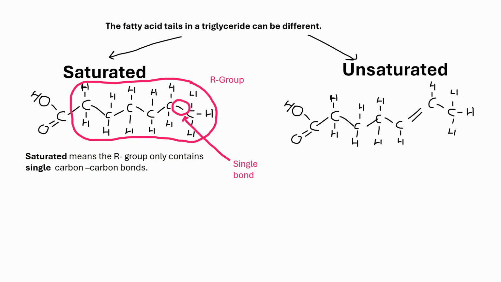And then we have an unsaturated fatty acid. You can see here that the R group contains a double bond. And unsaturated fatty acids have to have at least one double bond. We call them monounsaturated fatty acids, but they could have more: 2, 3, 4, 5, however many you want. And then there'd be polyunsaturated fatty acids. So this is a monounsaturated, or just an unsaturated, fatty acid.